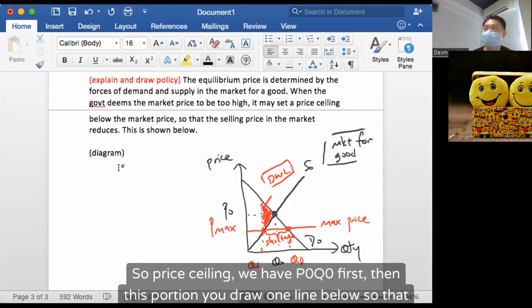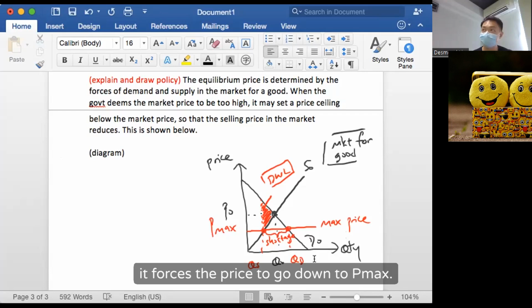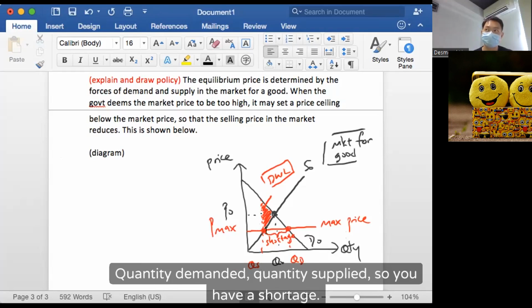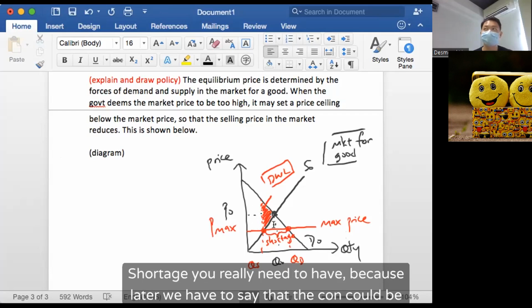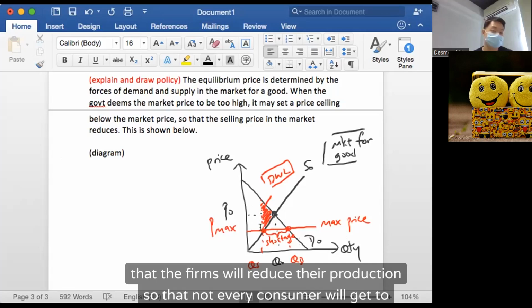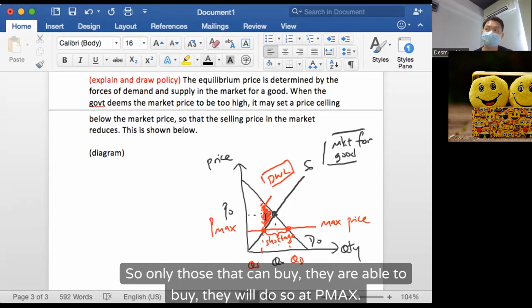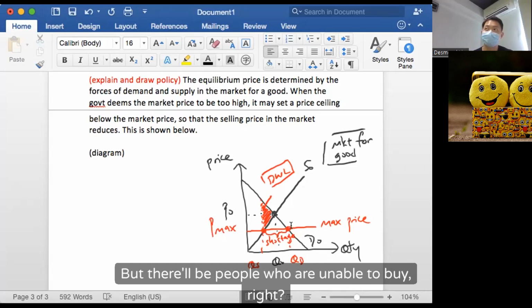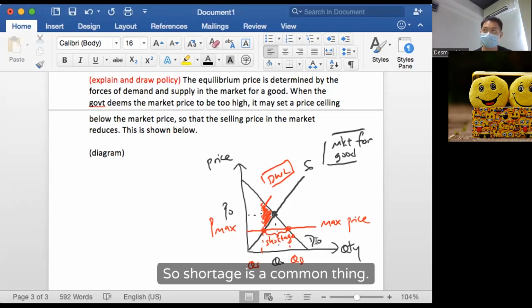So price ceiling, we have P0, Q0 first. Then this portion, you draw one line below so that it forces the price to go down to Pmax. Quantity demanded, quantity supplied, so you have a shortage. Shortage you really need to have because later we have to say that the con could be that the firms will reduce their production so that not every consumer will get to consume. So only those that can buy, they are able to buy, they will do so at Pmax, but there will be people who are unable to buy, right? So shortage is a common thing.